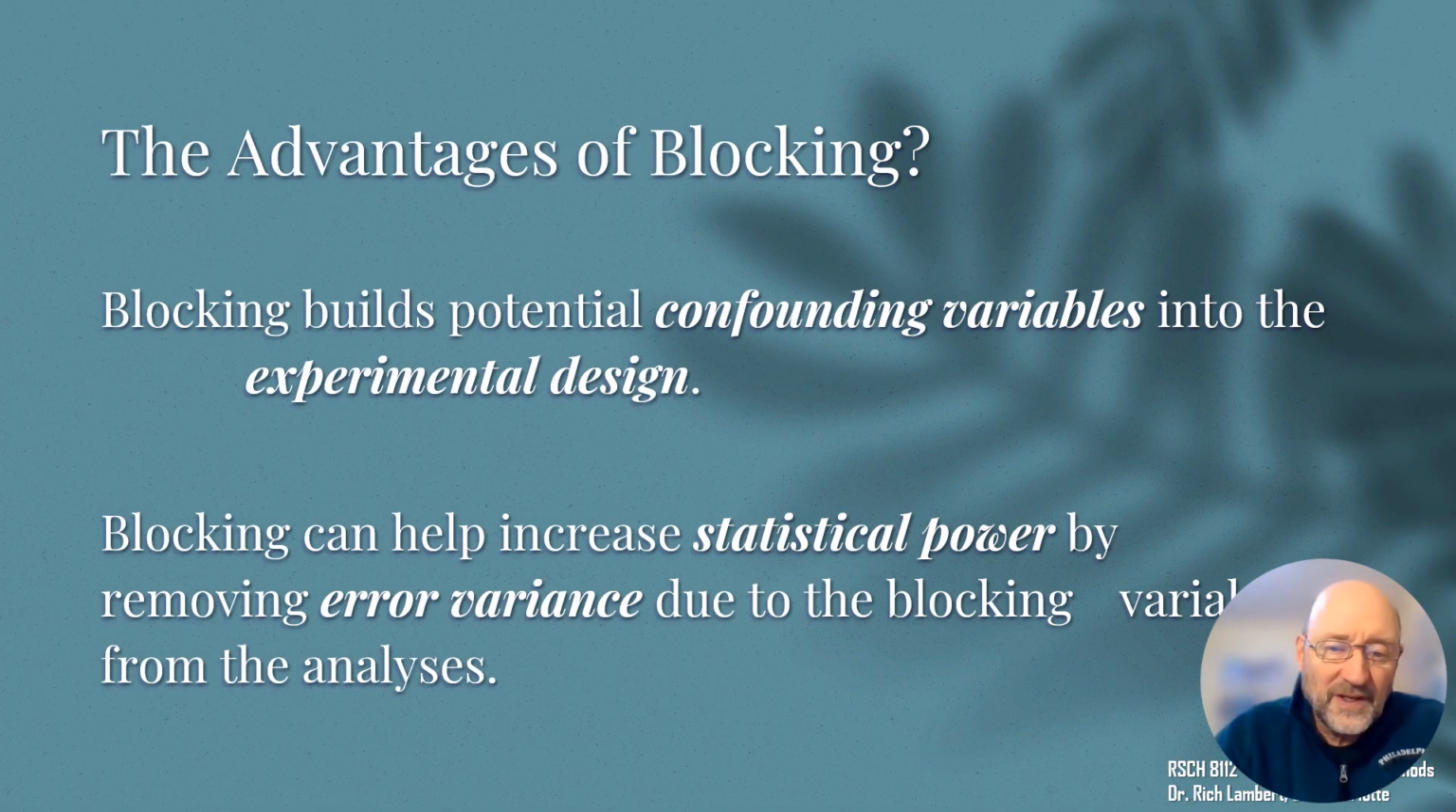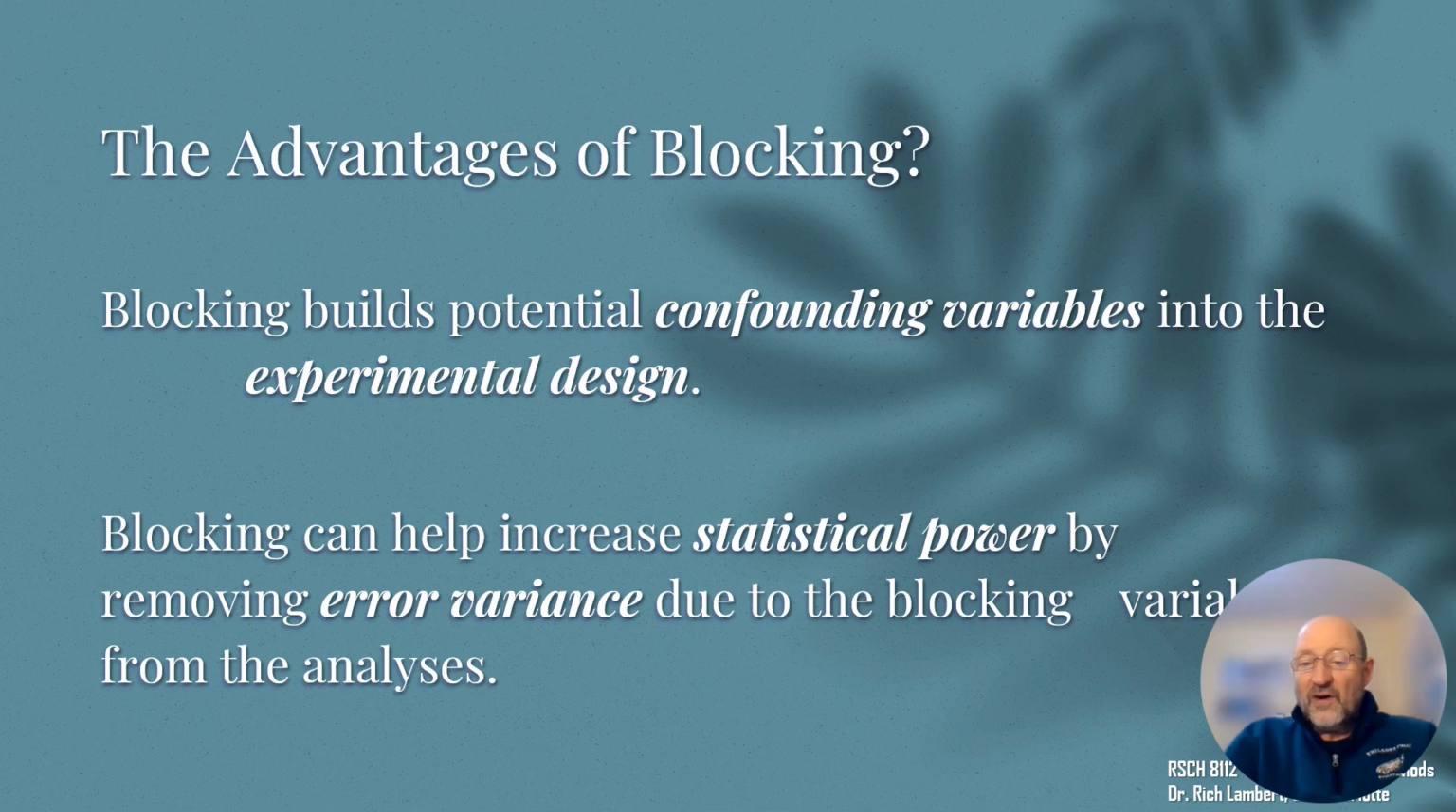So you can think about this as a very valuable and powerful research design strategy for building confounding variables into the experimental design. So you can rule them out because now you know they're equalized across the treatment groups.